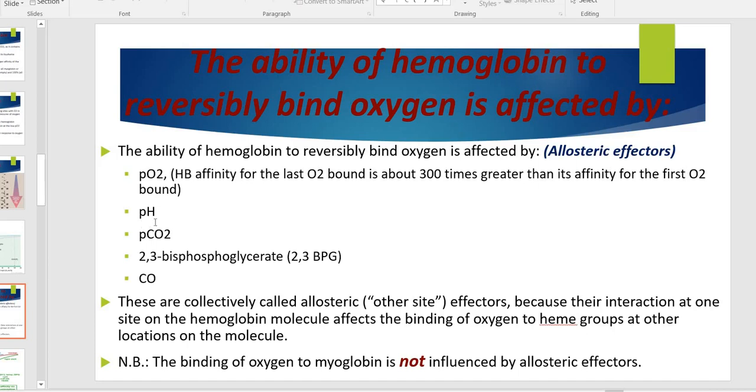The second effectors are pH, pressure of carbon dioxide, and 2,3-bisphosphoglycerate, one of the metabolites from glycolysis, and carbon monoxide. They are allosteric effectors. There are no allosteric effectors that affect binding of myoglobin with oxygen, as it is a simple equation. Myoglobin binding with oxygen is not affected by any allosteric effectors.